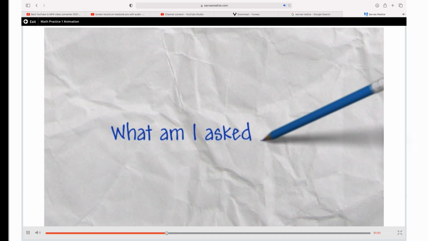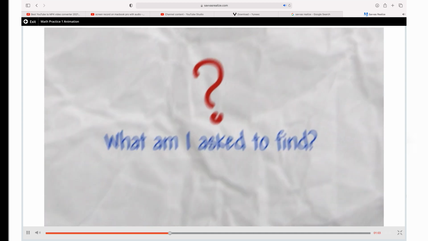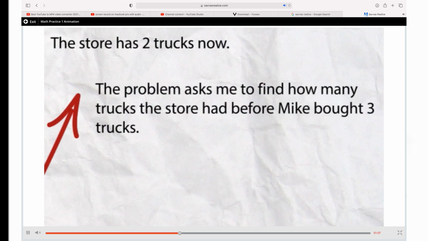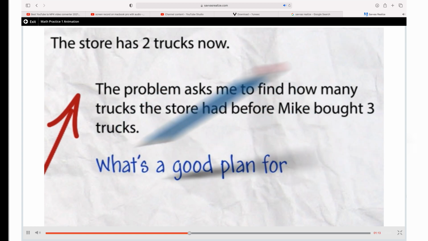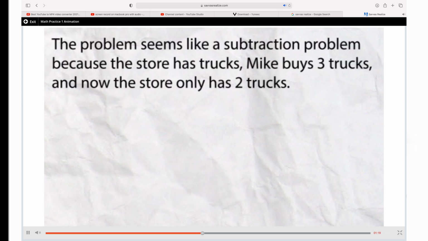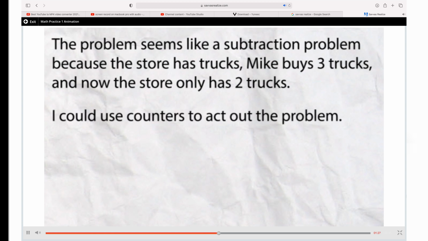What am I asked to find? The store has 2 trucks now. The problem asks me to find how many trucks the store had before Mike bought 3 trucks. What's a good plan for solving the problem? The problem seems like a subtraction problem because the store has trucks. Mike buys 3 trucks, and now the store only has 2 trucks. I could use counters to act out the problem.